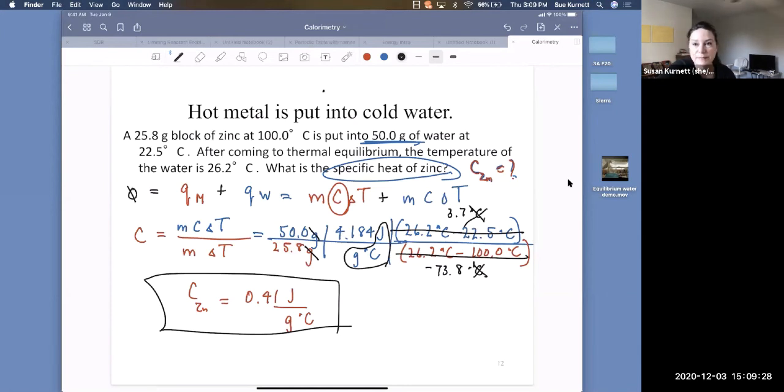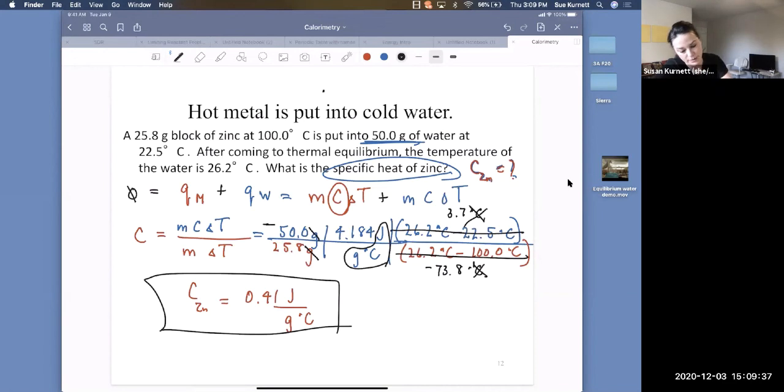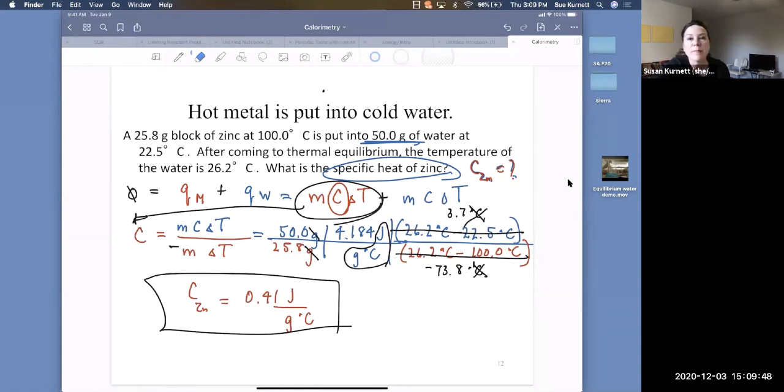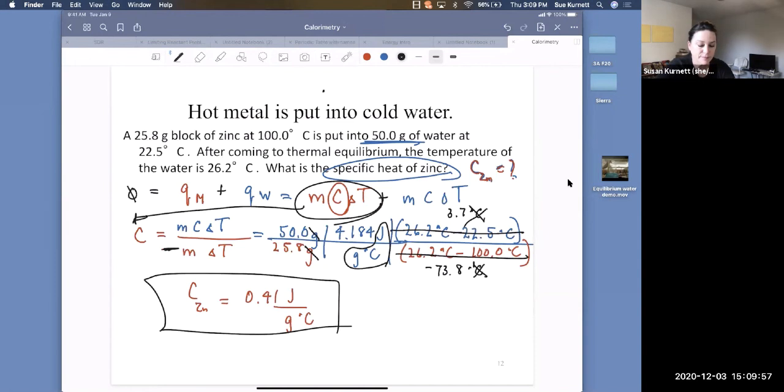Questions? Would this one be a negative answer because of the negative 73.8? No, because when I moved this term to the other side, it became negative. I guess the negative's there. Yeah, I didn't show that. I should have shown it right here. Also, specific heats are always positive, so if it was negative, I'd have to go back and check what I had done wrong, which you pointed out. Thank you.